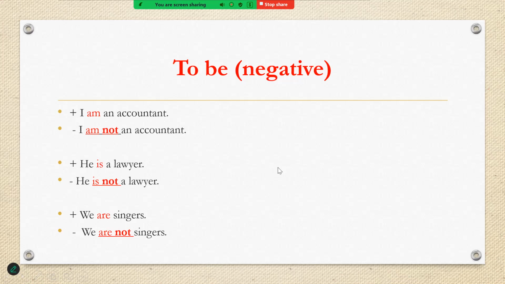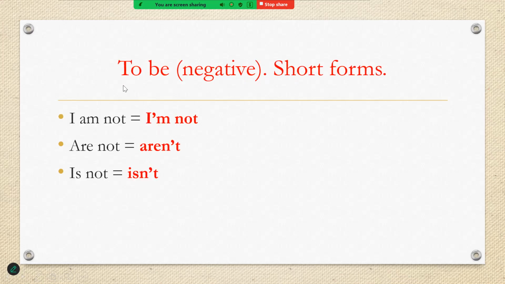Nothing is easier, right? Let's read some other examples. He is a lawyer. He is not a lawyer. We are singers. We are not singers. Wow, have a look at this slide. I am not becomes I'm not. What is this about? The name of it is contraction.